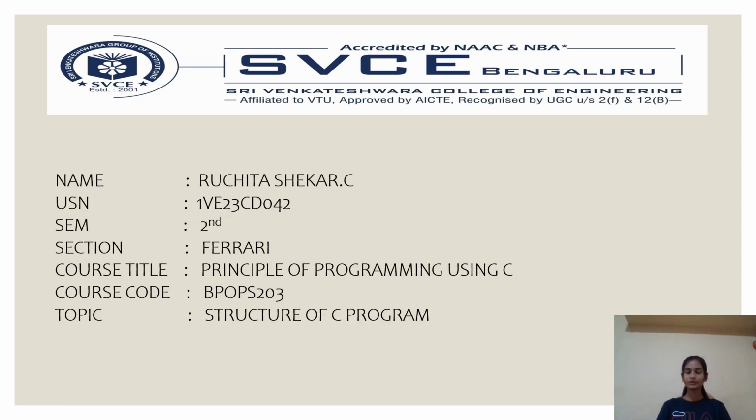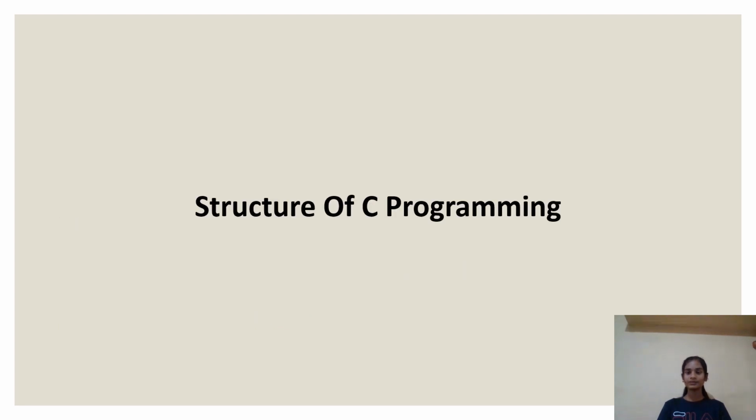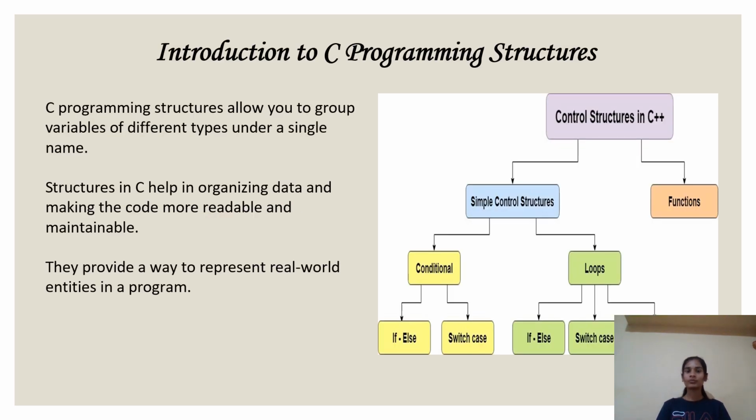Science. Today in this presentation, I am going to present a topic related to principles of programming using C, and the topic is structure in programming. Before going to the topic, let me give a small introduction to C programming structure. C programming structures allow you to group variables of different types under a single name. Structures in C help in organizing data and making the code more reliable and maintainable. They provide a way to represent real world entities in a program.